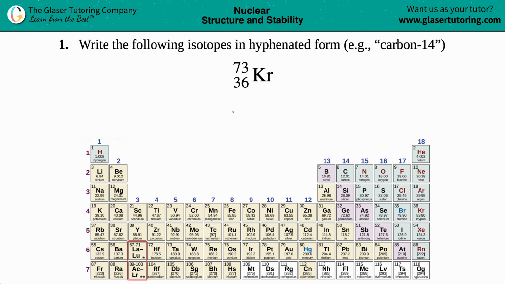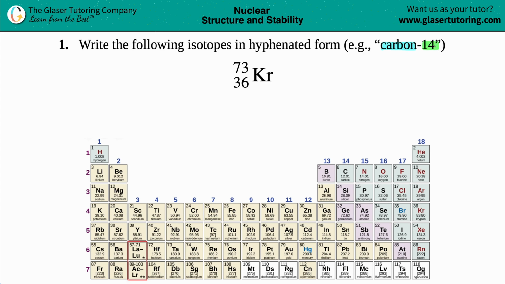Number 1, write the following isotopes in hyphenated form. So for example, we have carbon-14. But for our example, we have an isotope of 73 on the top, 36 on the bottom, and a Kr as the element. We just have to write it as some type of element. The example they gave us was carbon, and then a number.